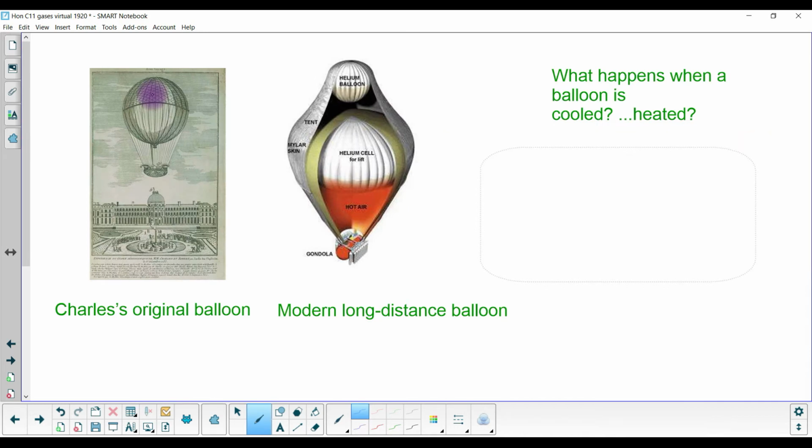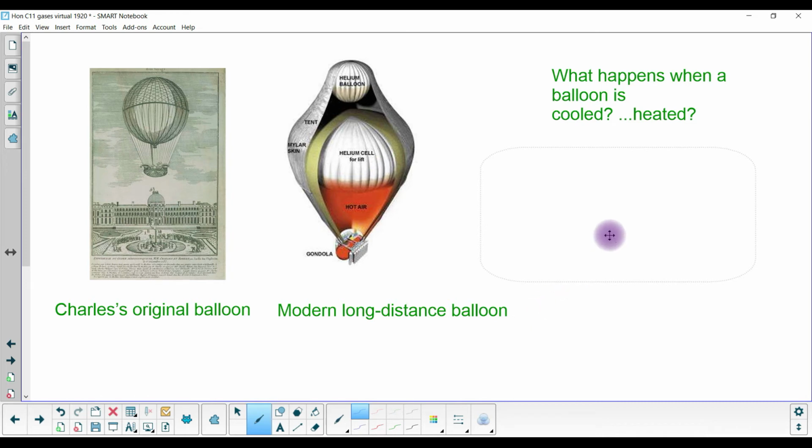Jacques Charles, who came up with these ideas, was a balloonist, and here is a drawing of the kind of balloon that he would have used. Here is a modern long-distance balloon. What happens when you heat a balloon or cool a balloon? And you can try this. Blow up a balloon, tie it off, and put it in the freezer.